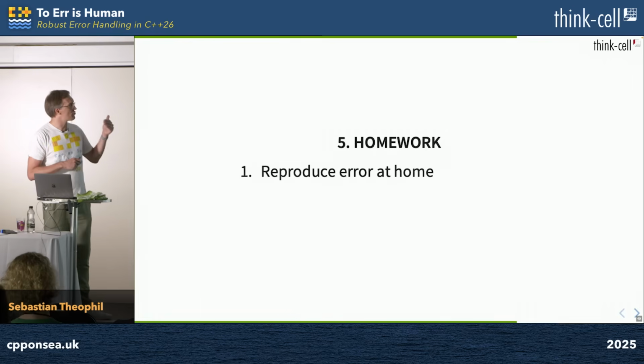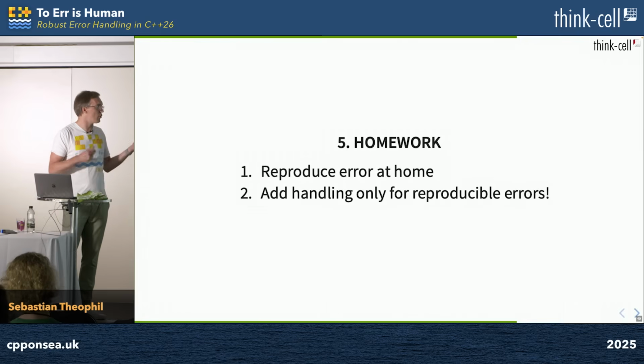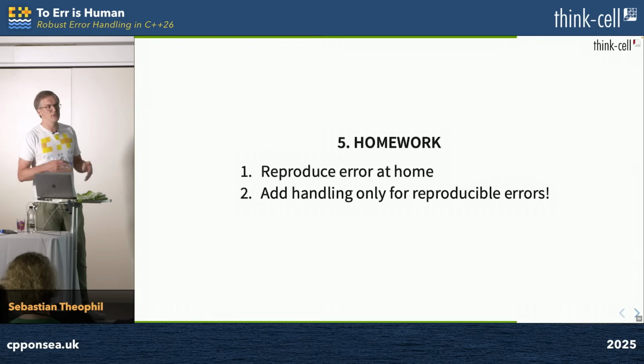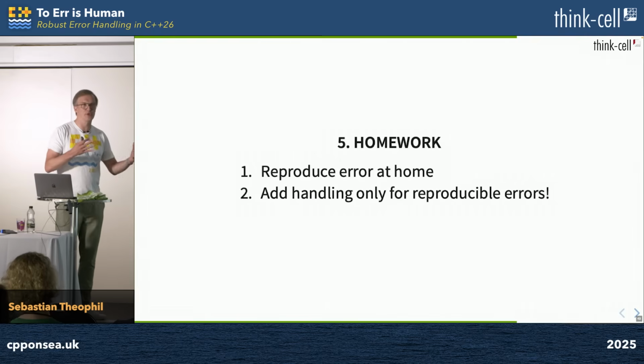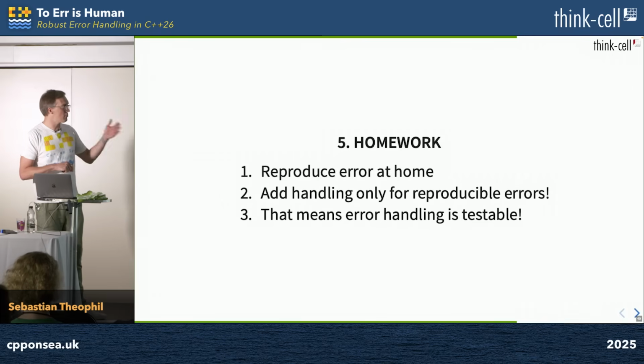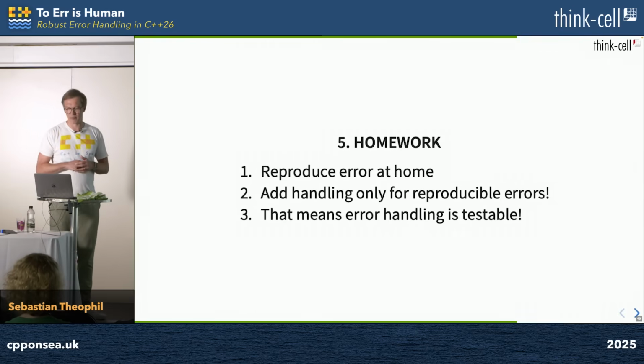So now we try to reproduce the error at home. And we add handling only for problems that we can reproduce, of course. Maybe we can only reproduce it in a virtual machine that replicates the user configuration. That is fine. But we can find out how the problem happens. And that means we have error handling that remains testable. We can also find out if we still need it.